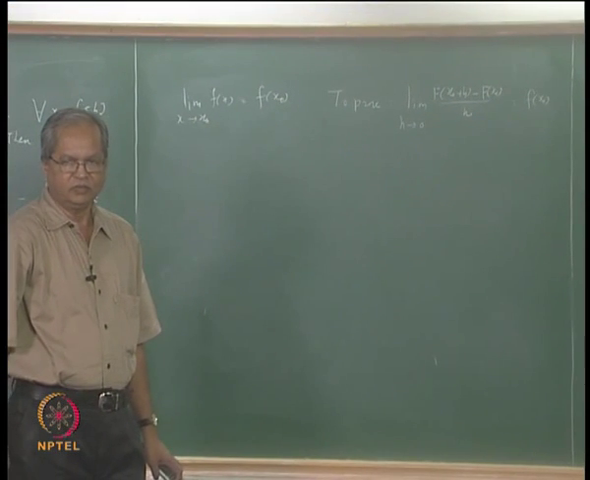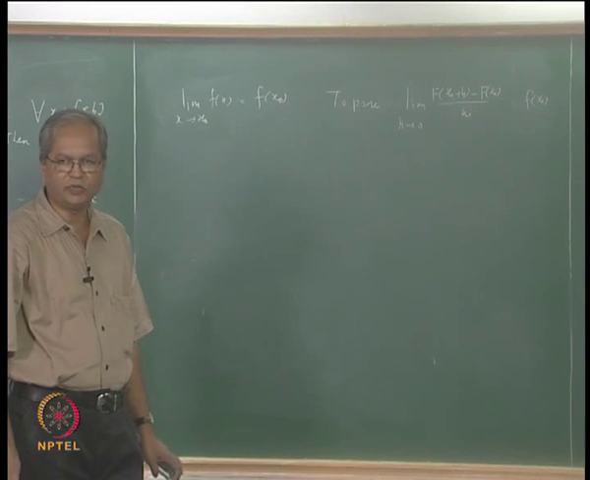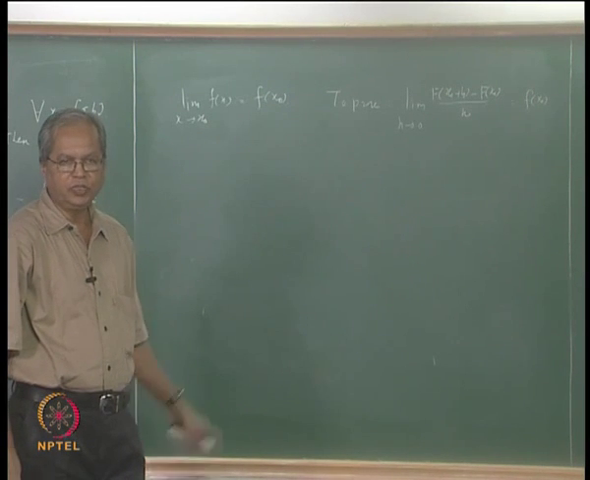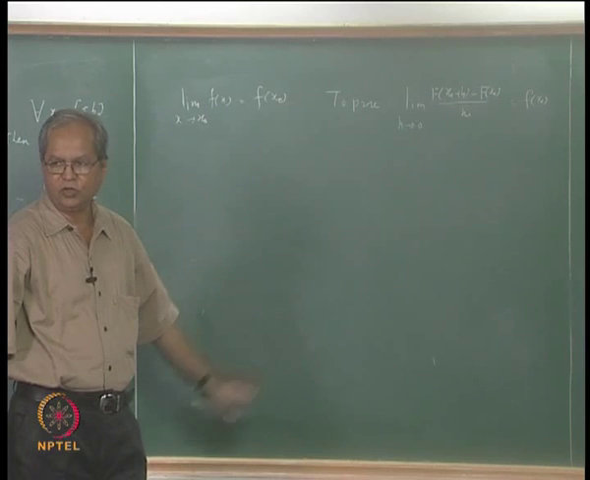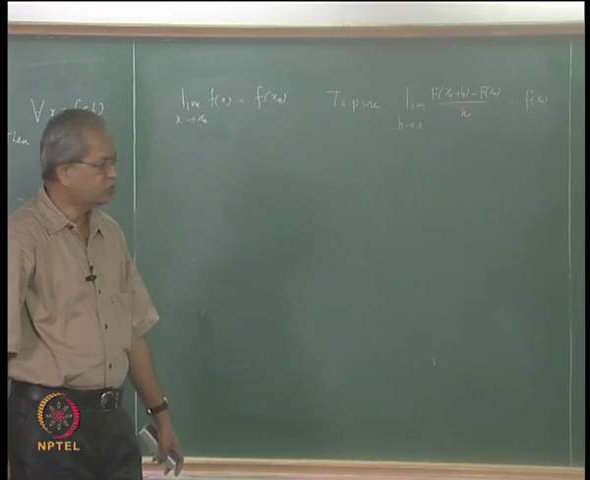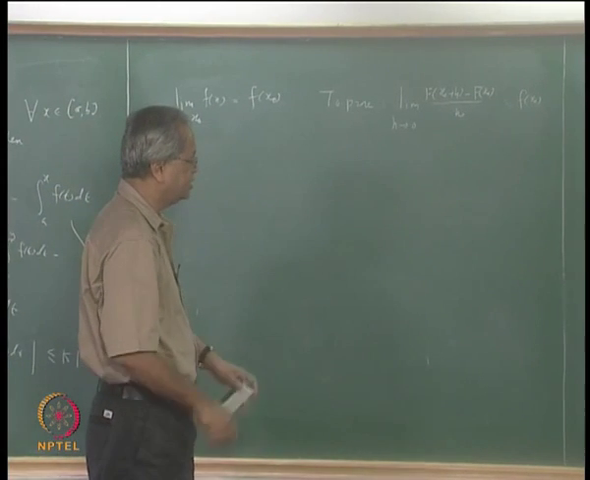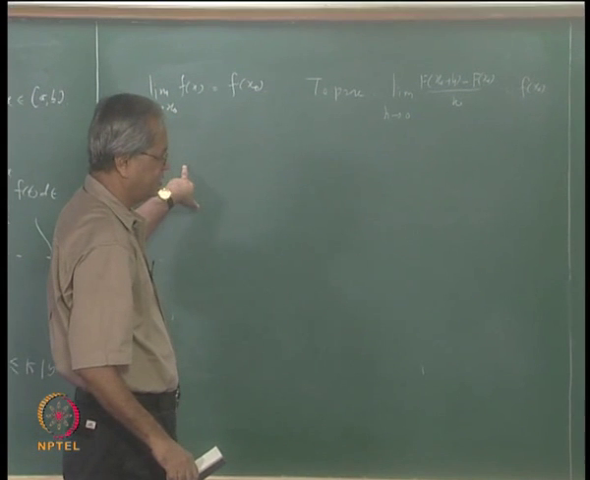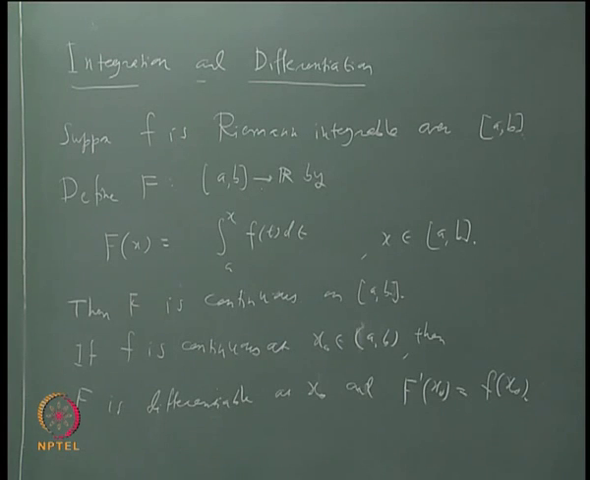We are given that some limit exists and its value is something, and we want to prove that some other limit exists and its value is something. So it is convenient to use the epsilon delta definitions here. Let epsilon bigger than 0 be given.